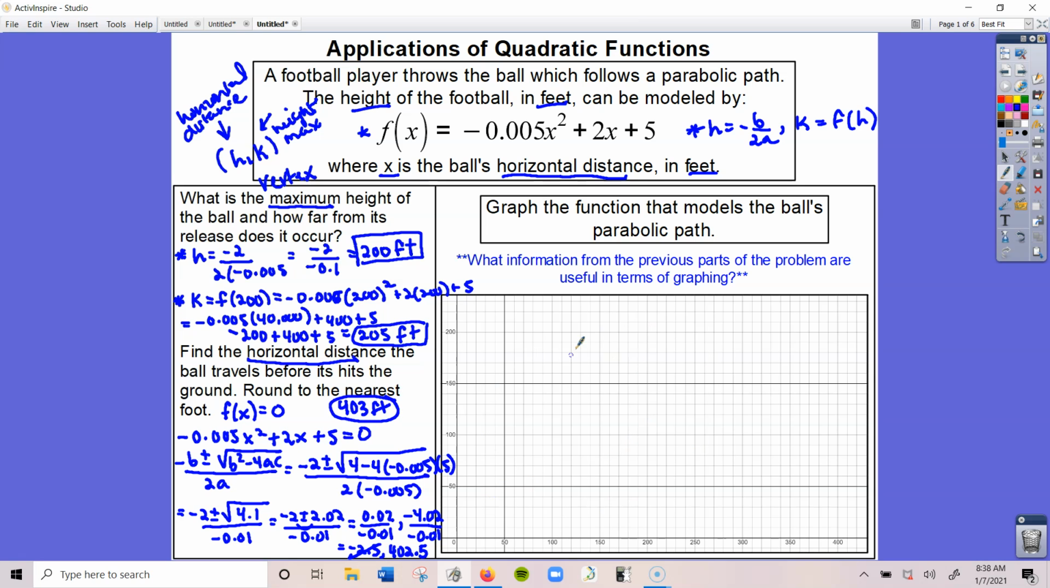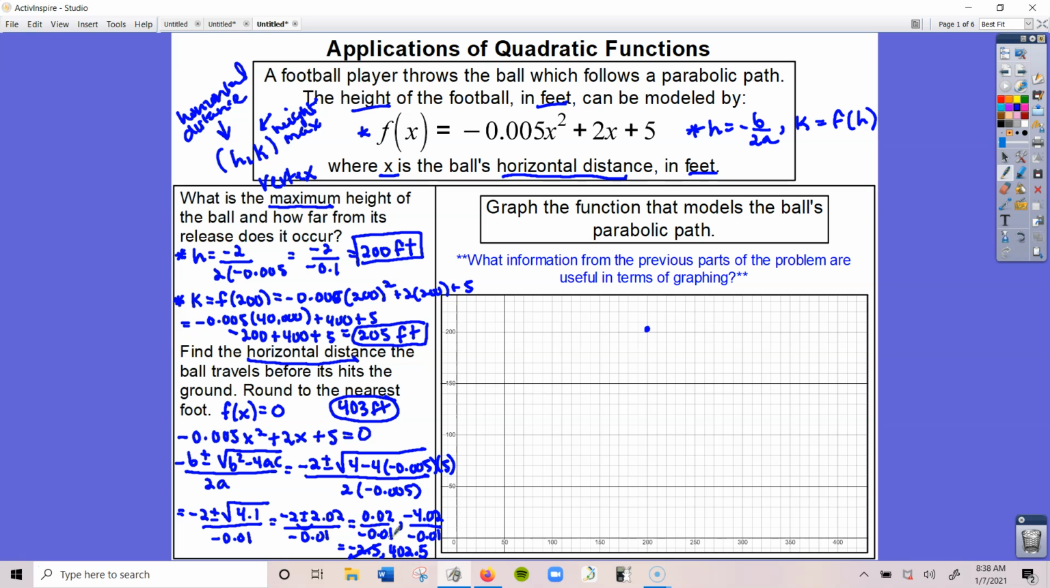Now, when it comes to graphing, what information from the previous parts of the problem is useful in terms of graphing? Well, first of all, we have the vertex. So we can go ahead and plot that vertex, 200, 205. So we would just go right above the 200. Let's just estimate about right here.